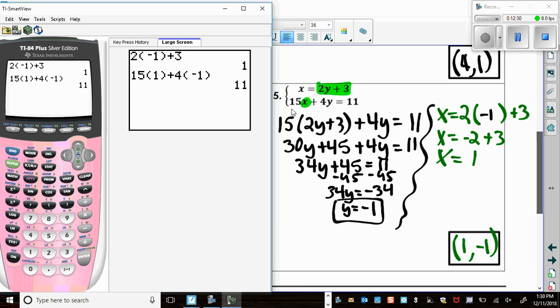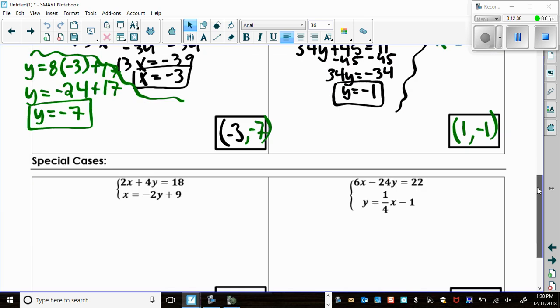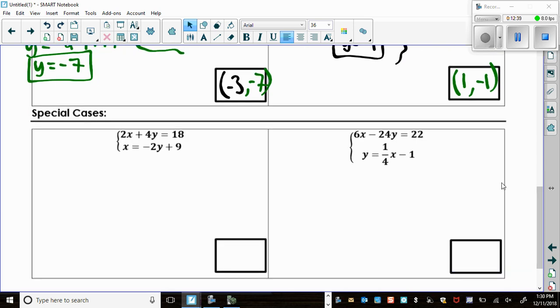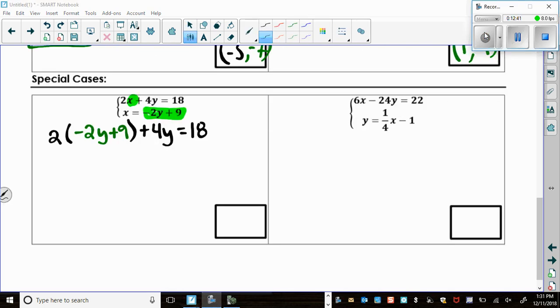But obviously we do have situations in which we won't be having an answer, and that's the special cases on the bottom here. Something interesting is going to happen. So here we go. This is the special cases one. So one of these is going to be no solution, and one of them is going to be infinitely many solutions. For the bottom equation, I have x by itself, so this expression I'm going to plug into the first one, which I did here, and all I'm going to do now is use the distributive property to solve this problem.